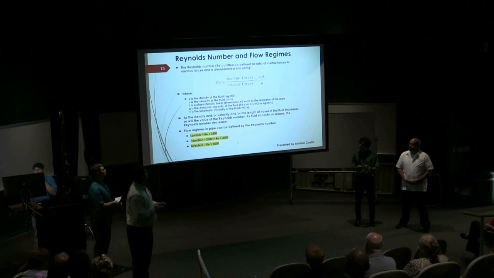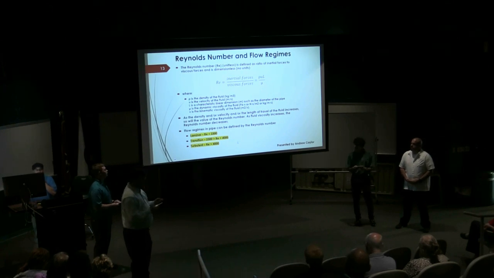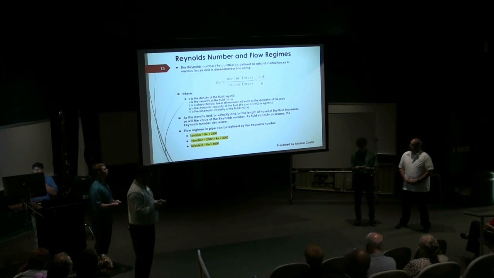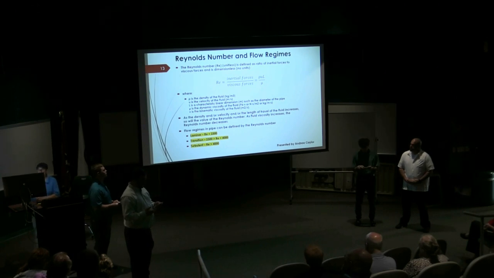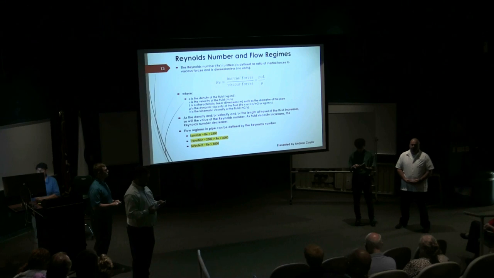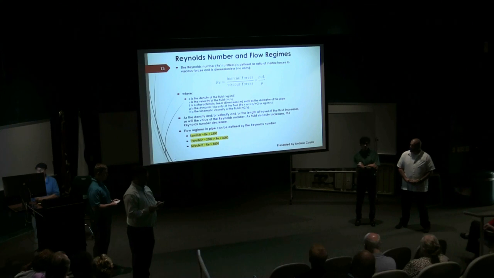We're going to talk about the Reynolds number and flow regimes. We predict which flow regime we have by using the Reynolds number, a ratio of inertial to viscous forces. This is calculated by density times velocity times pipe diameter divided by fluid viscosity, and the number has no units.